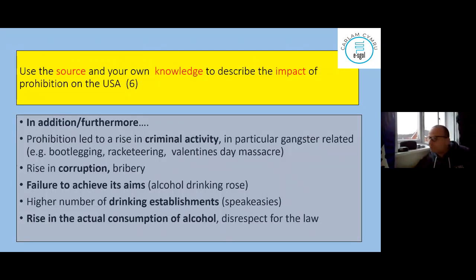What I will remind you of is the fact that before each question, they tell you which key issue we're discussing. So it would say this question is about the prohibition topic, which, as you know, is key question 3 for the USA module. So that's one example of a source and knowledge.